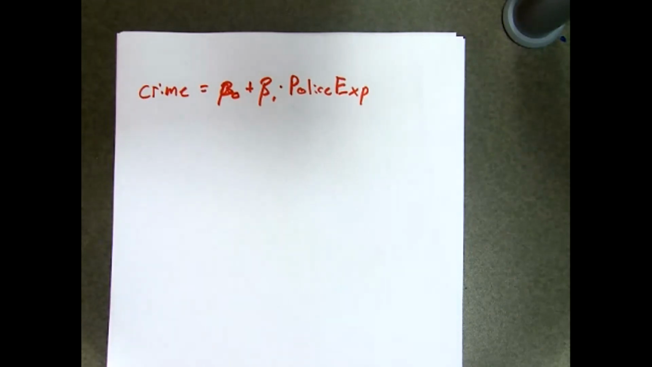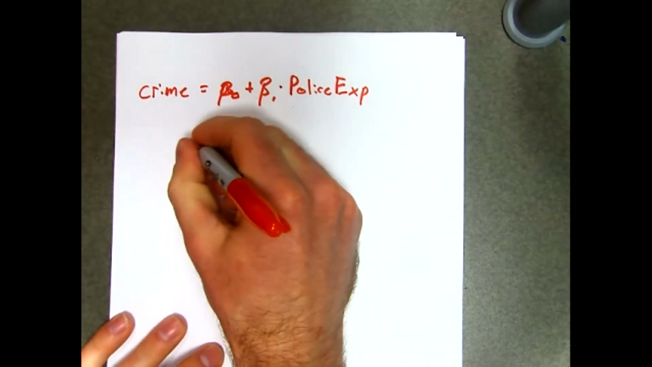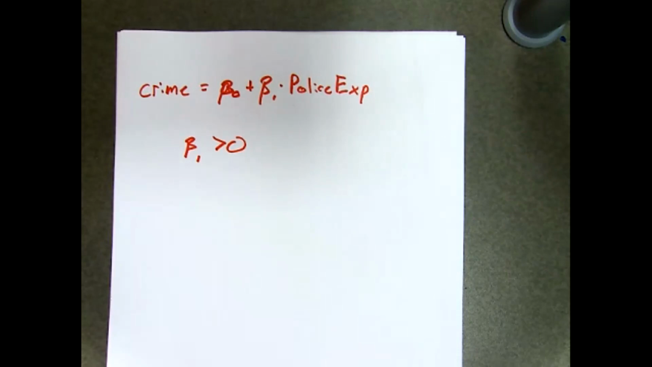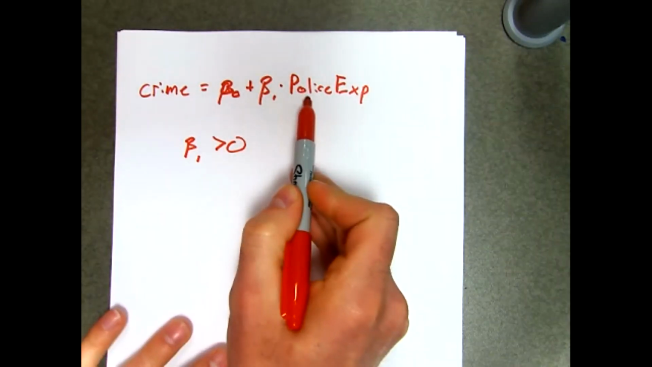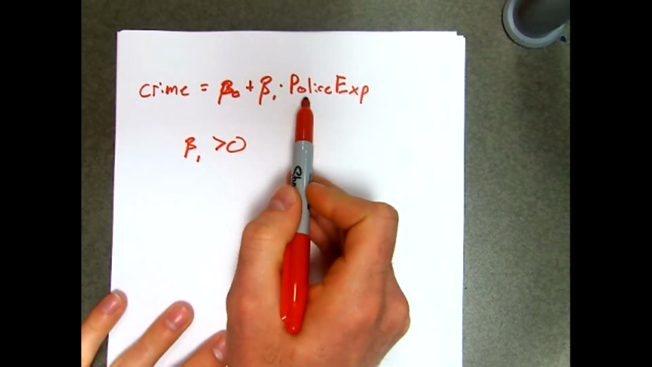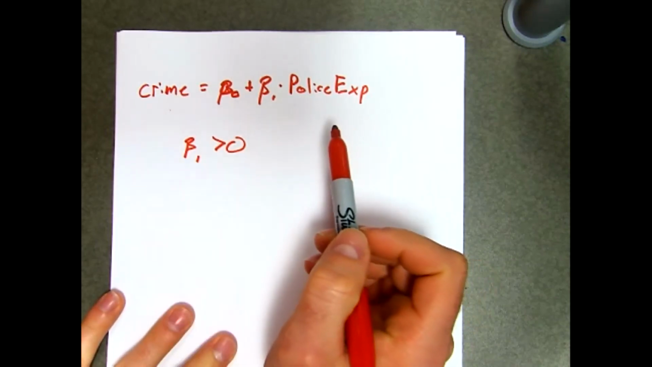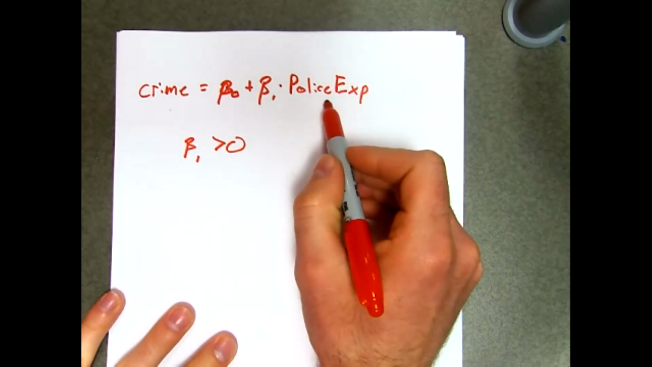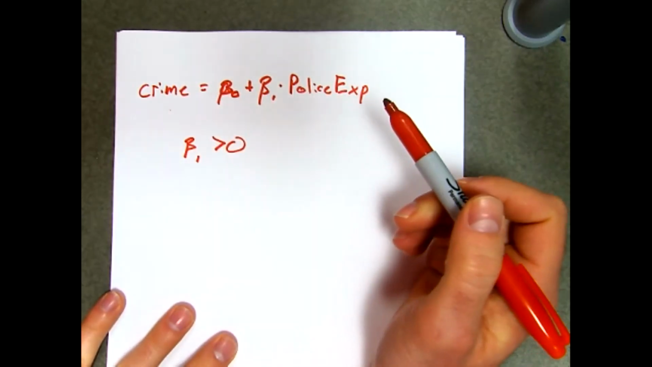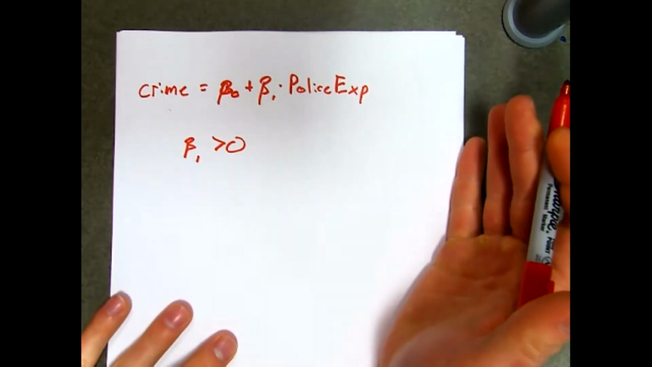So I run this regression, I get the output from Excel, and what I end up finding is that my slope coefficient is positive. The relationship between police force expenditures, measured by the dollars spent on my police force, and the crime rate in a county is actually positive, which would mean for every additional dollar I spend on my police force, crime goes up. Right? So that sounds kind of weird, right?